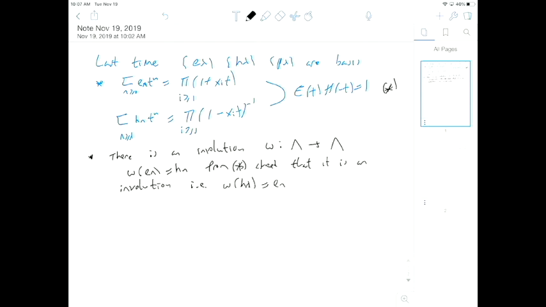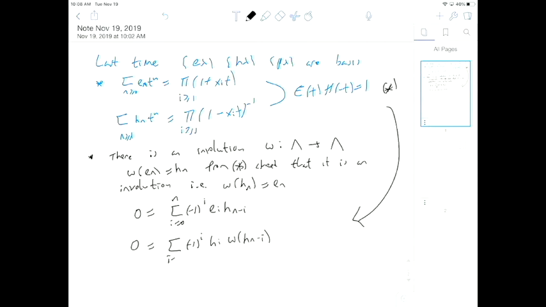If you remember, if you take star and you extract the coefficient of t to the n, you get a relation between the En's and the Hn's. So if you apply omega to that, the E's get swapped to H's, so the image of Hn has to be En. What I mean is that from here we have that 0 is equal to the sum from i equals 0 to n of minus 1 to the i, E i, H n minus i. So if you apply omega, you get 0 equals the sum of minus 1 to the i, omega of E i times omega of H n minus i. And the only solution to that equation is if the H's are being sent to E's. Anyway, I didn't mention that.